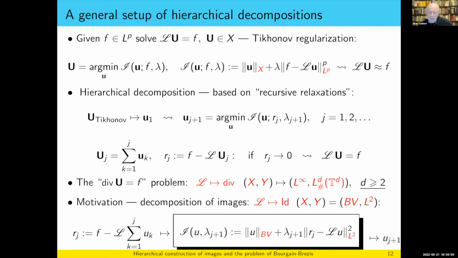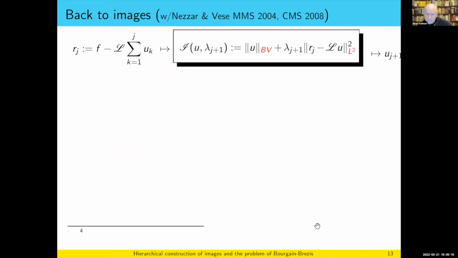So what does it mean in the context of image processing? You are giving me an image F, let me use this terminology. You are giving me a possible blurring operator L, and then I try to minimize the total variation of the minimizer plus a set of scales times the residuals, but now the residuals are measured in L2. So in fact, the origin are images, and this is the reason for the language of trying to zoom into the residuals. And it goes back to even older works from 2004 and 2008, where we start with an image and we do the refinement steps.